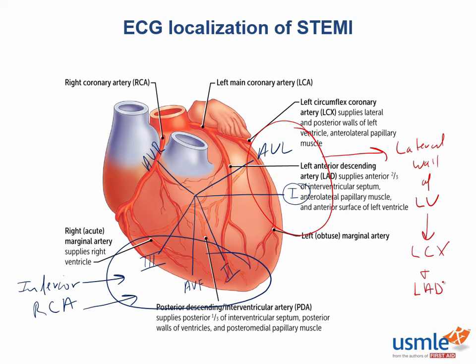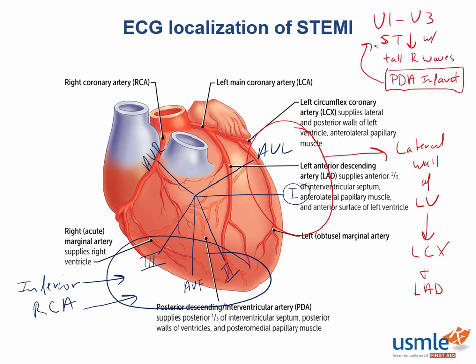Now, on a side note here, an infarct of the posterior descending artery can be seen as ST segment depressions with tall R waves in V1 through V3. There's also 3 additional leads that are sometimes placed, and these are V7, V8, and V9. These leads are placed from the posterior axillary line to the left spinal border, and they give us a better view of the posterior side of the heart because they're on the back of the patient. And an infarct in the PDA would show up as ST elevations in these leads.